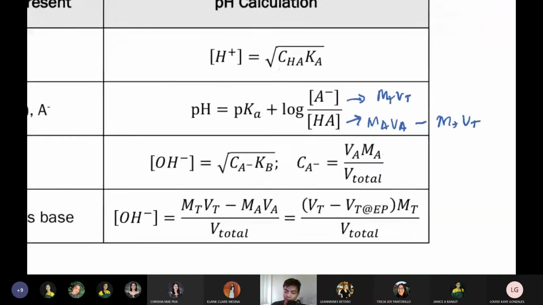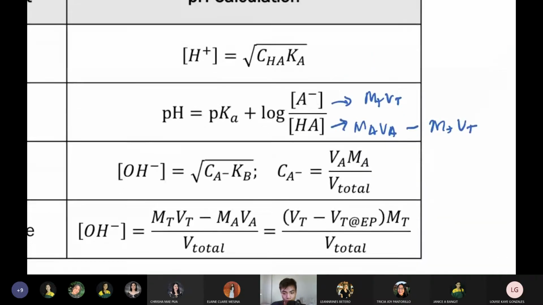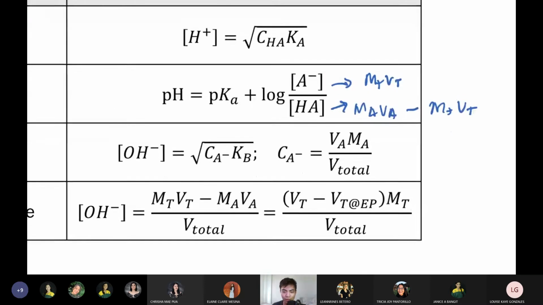Ito yung problem. I know the equation. Walang problema doon. Ano yung problem? Ano yung concentration at ano yung Kb? Okay. So, Kb muna tayo. Madali lang kasi yung Kb. Paano kinukuha yung Kb? From Ka. You know, Ka times Kb equals Kw. What is Kw? 1 times 10 raised to negative 14 at 25 degrees Celsius. So, for you to solve Kb, you just divide Kw by Ka.